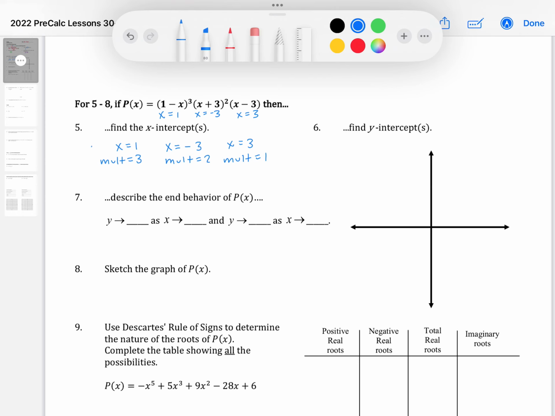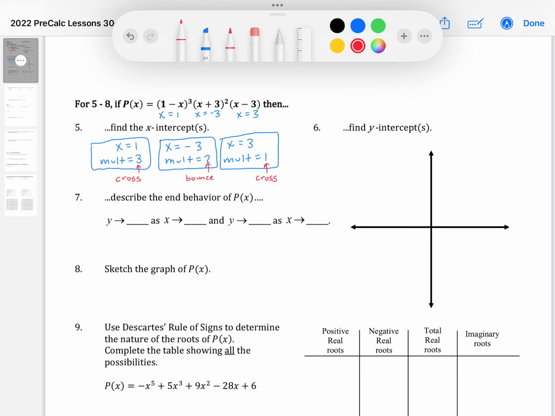So when we start looking at number 8, we're going to graph a sketch of this. So just remember, this multiplicity of 3, since it's odd, means that the function is going to cross there. Since this multiplicity is even, it's going to bounce there. And since this multiplicity again is odd, we know we're going to cross at that 0.